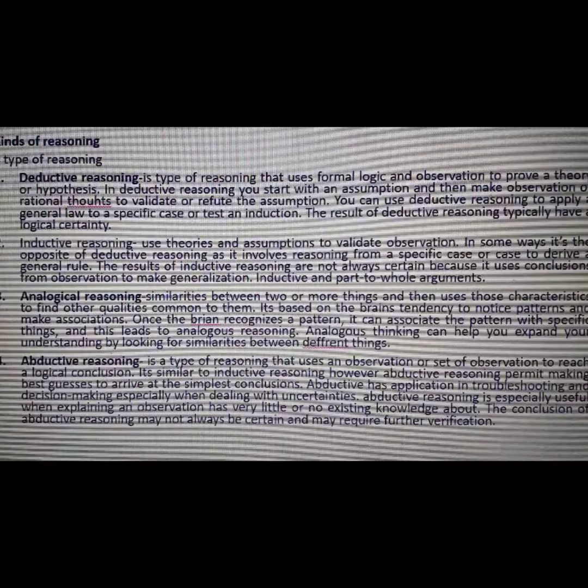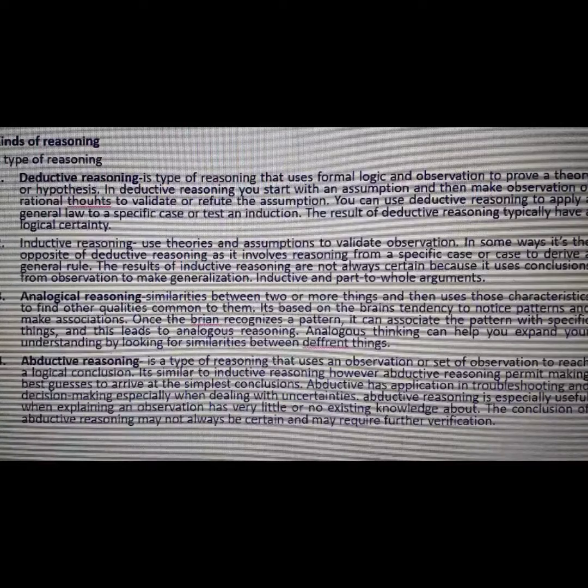Number 3, analogical reasoning. It finds similarities between two or more things and then uses those characteristics to find other qualities common to them. It's based on the brain's tendency to notice patterns and make associations. Once the brain recognizes a pattern, it can associate the pattern with specific things, and this leads to analogous reasoning. Analogous thinking can help you expand your understanding by looking for similarities between different things.